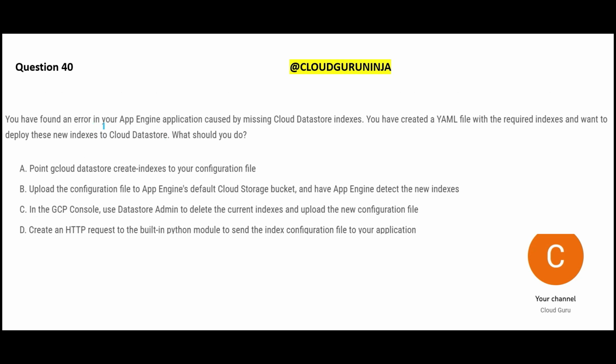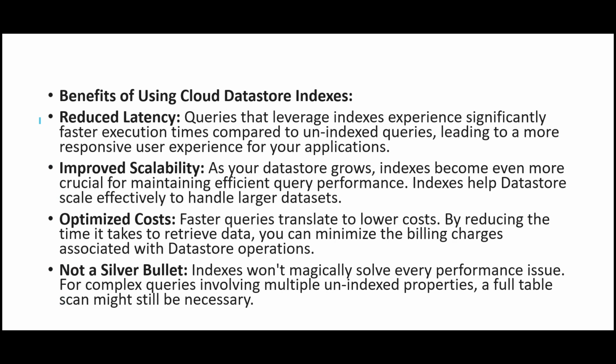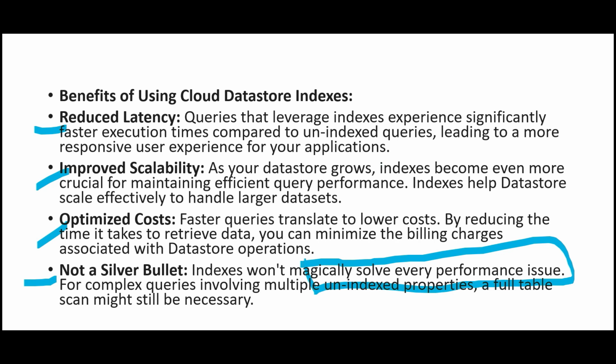Okay, the next one. You have an error in your App Engine, which is caused by missing Datastore indexes. What is a Cloud Datastore index? Cloud Datastore indexes are special data structures that significantly improve the performance of your queries. They help you with entity properties and faster query execution. Everybody wants that. There are two types of indexes: single property index and composite index. The benefit of using this is it reduces latency, increases performance, increases scalability, and optimizes cost. But remember, it is not a silver bullet. It will not magically solve any and every performance issue. That you should always remember.